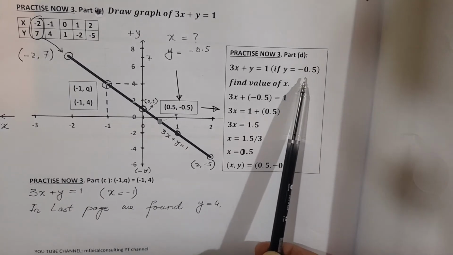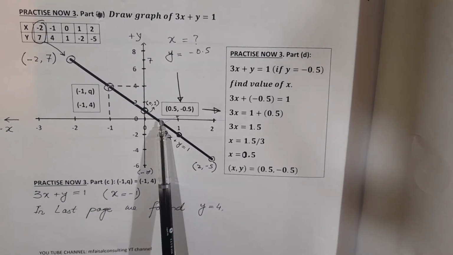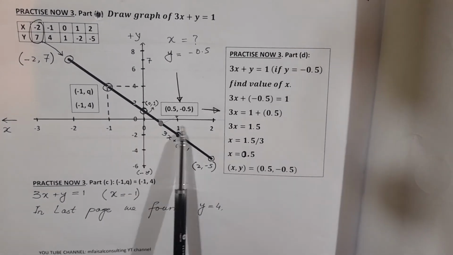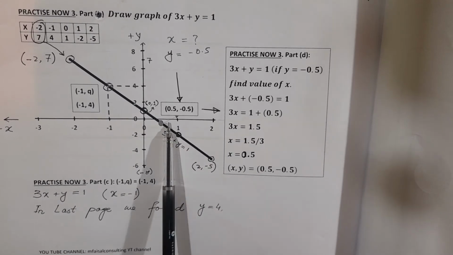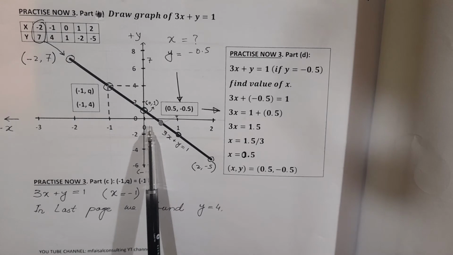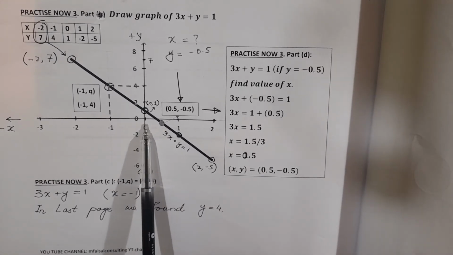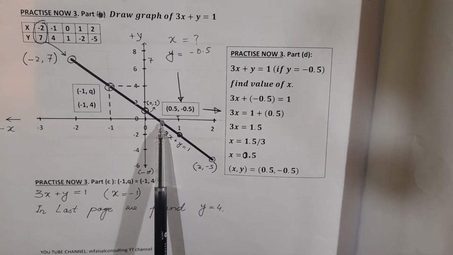So x and y are 0.5 and minus 0.5. Minus 0.5 was already given. We have found the value of x, 0.5. So it means that when x was 0.5, this is x-axis, this is 1, this is 0 on x-axis. When x was 0.5, y was minus 0.5, or vice versa. When y was minus 0.5, x was 0.5.